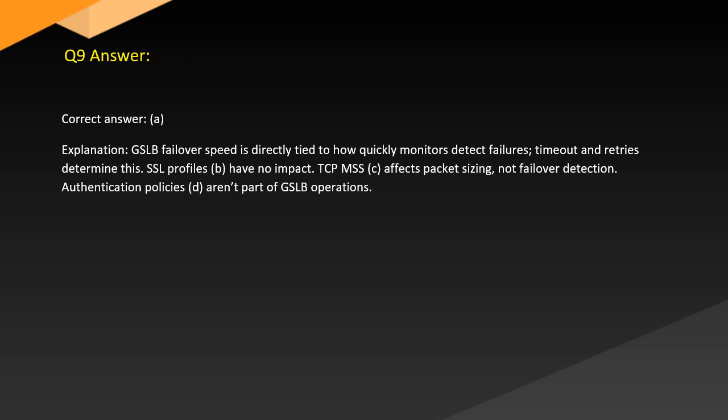Answer. Correct answer: A. Explanation. GSLB failover speed is directly tied to how quickly monitors detect failures. The timeout and retries determine this. SSL profiles, B. Have no impact. MSS, C. Affects packet sizing, not failover detection. Authentication policies, D. Aren't part of GSLB operations.